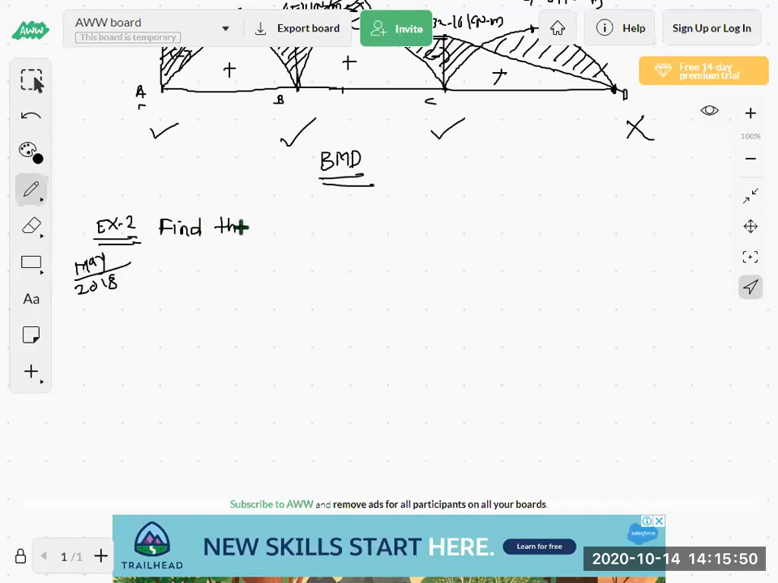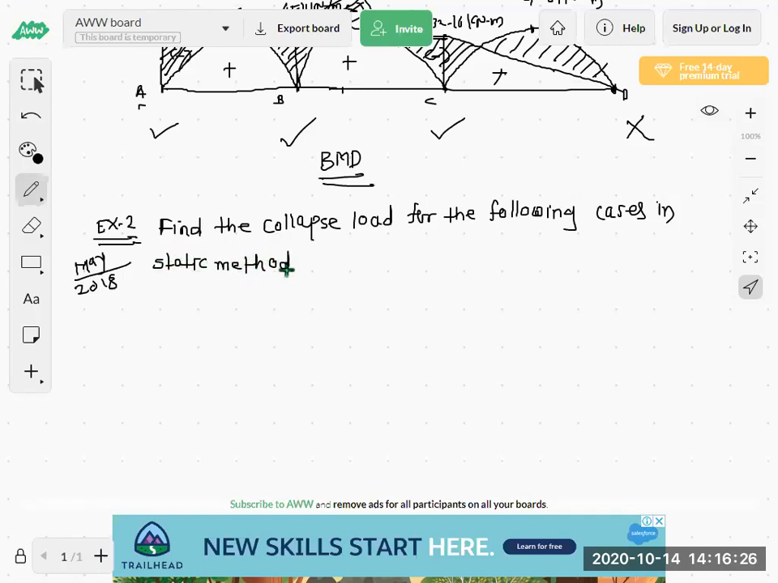Find the collapse load for the following cases in static method and kinematic method, full stop, the following cases.